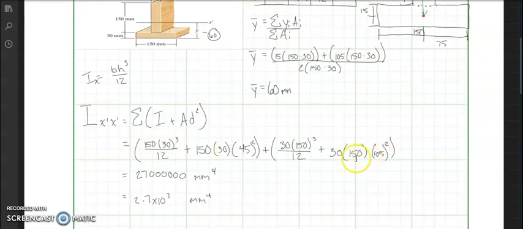Plug in all those values, and we get quite a number here. Simplifying that, it's going to be 2.7 times 10 to the 7th millimeters to the 4th power.